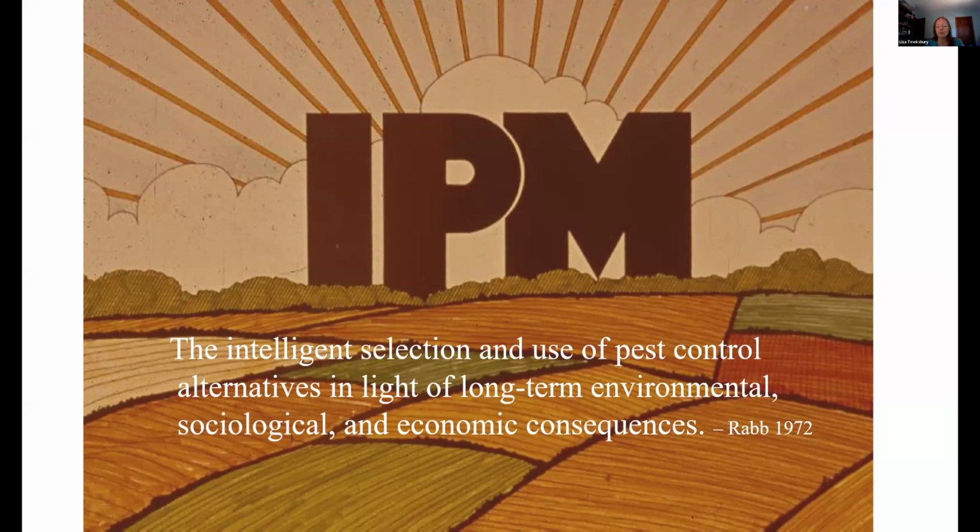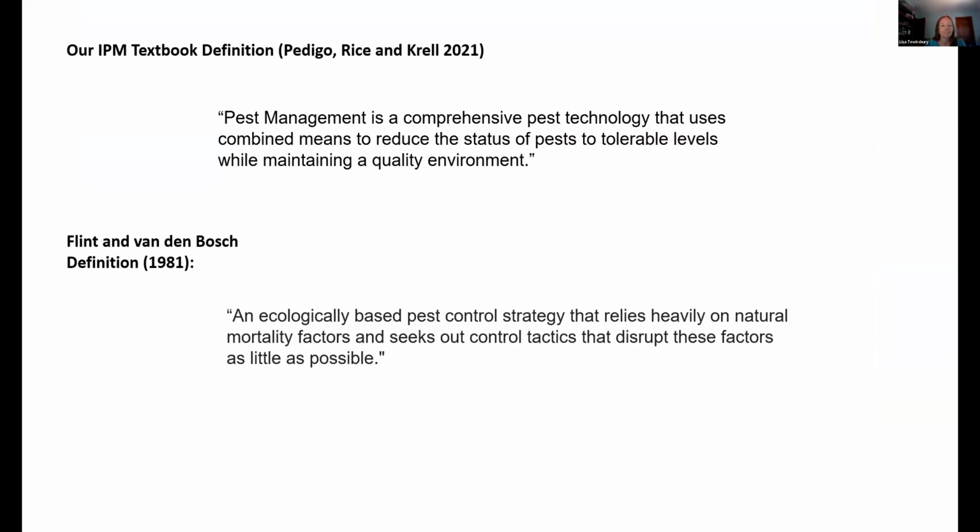And so here's one definition of integrated pest management, and you'll find many, but it's the intelligent, I like using the word intelligent, selection and use of pest control alternatives, so alternatives to pesticides, is what they're saying here, in light of long-term environmental, sociological, and economic consequences. So that's a lot of things involved there.